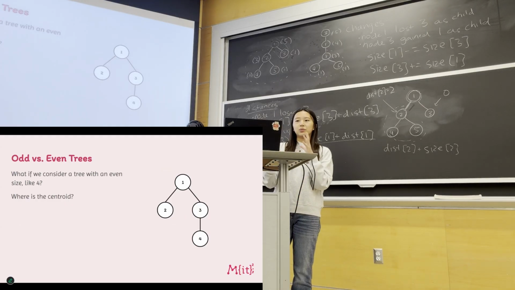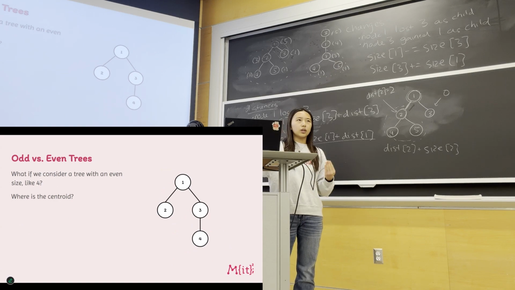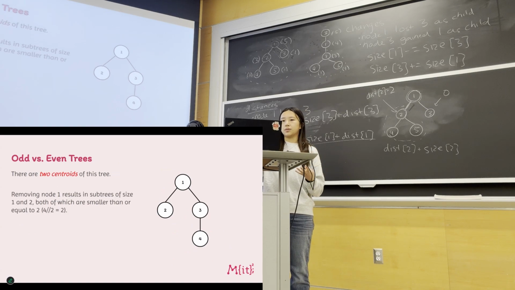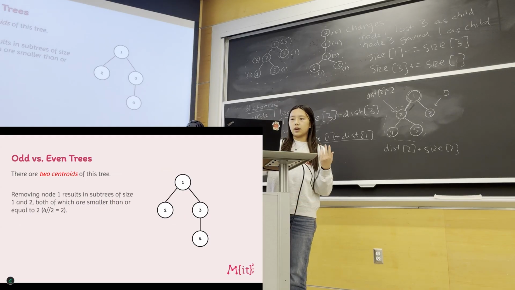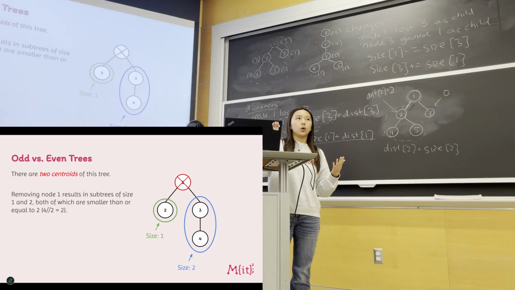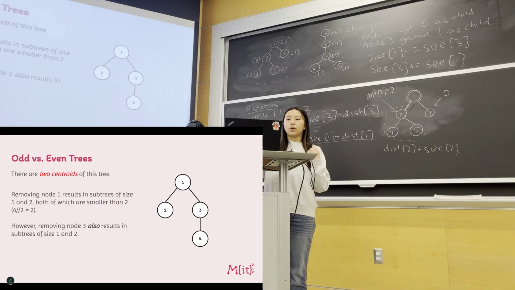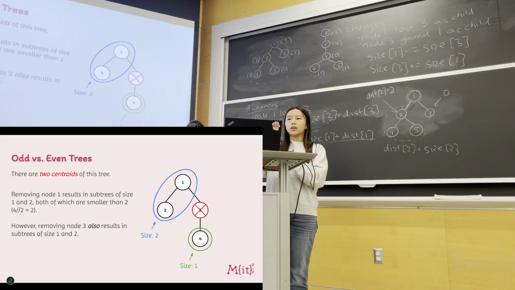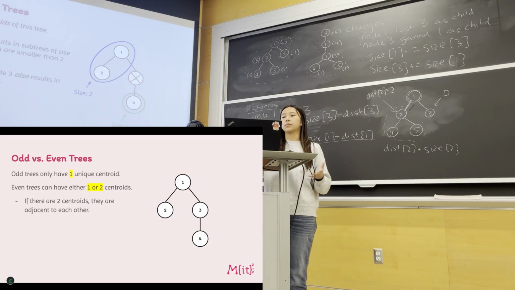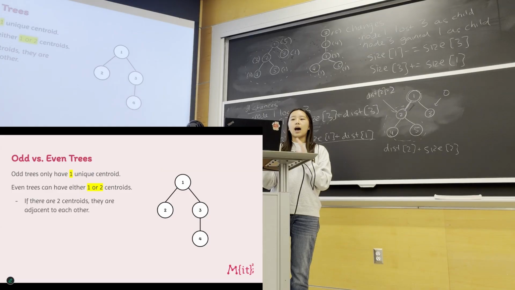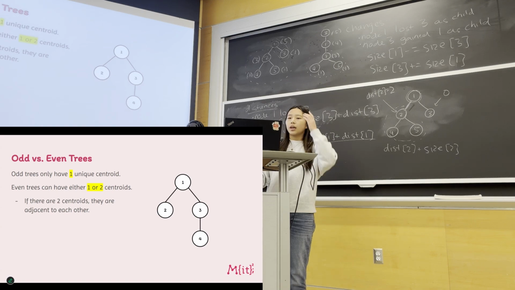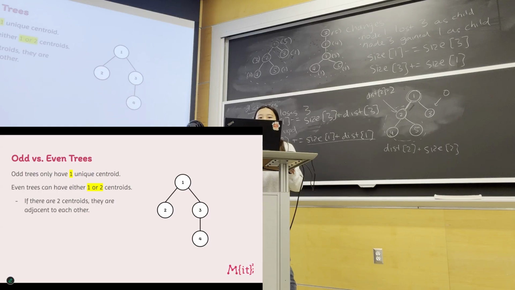If we have a tree with an even size, like 4, we can look and see where the centroid is in this scenario. There are actually two centroids of this tree. If we remove node 1, this results in subtrees of size 1 and 2, both of which are smaller than or equal to 2. If we also look at node 3, removing it also results in a subtree of size 1 and a subtree of size 2, which also fulfills our condition. So the overall conclusion is that odd trees only have one unique centroid, and even trees can have either 1 or 2. They don't always have to be 2, but in certain cases, it can be 2. And if there are two centroids, they are adjacent to each other.